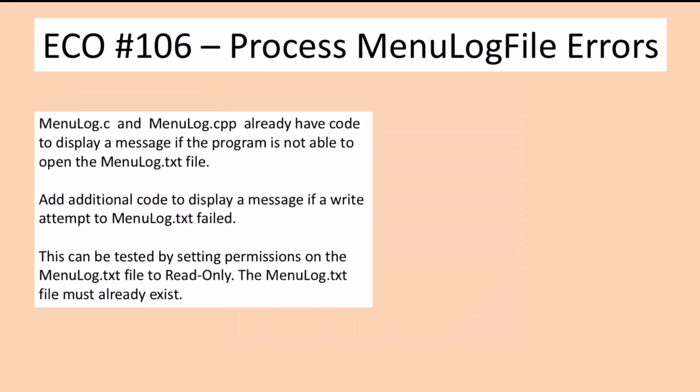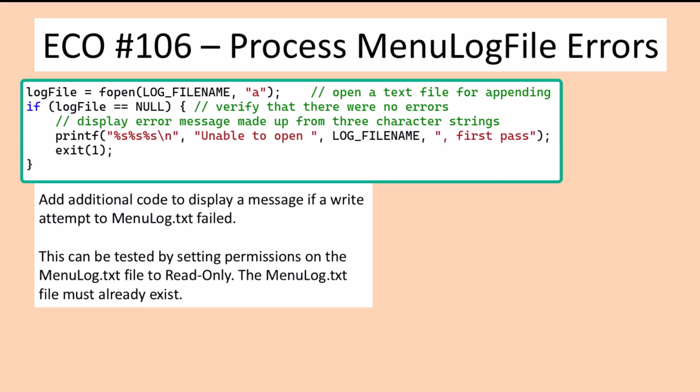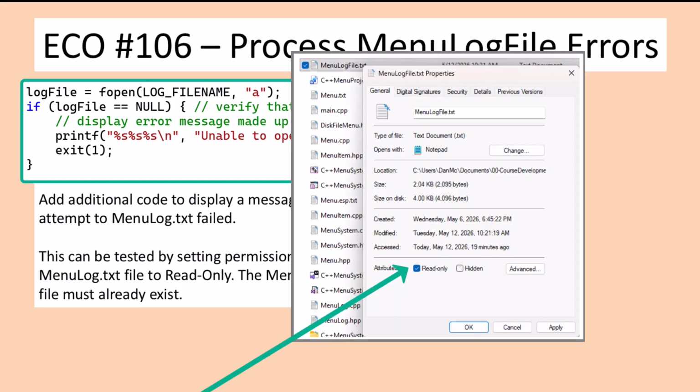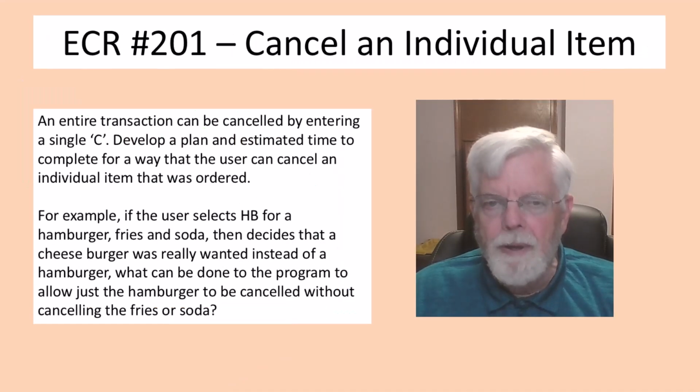Update the code to ignore anything on the line from a // until the end of the line. MenuLog.c and MenuLog.cpp already have code to display a message if the program is not able to open MenuLogFile.txt. Add additional code to display a message if a write attempt to MenuLogFile.txt failed. This can be tested by setting permissions on MenuLogFile.txt to read only. MenuLogFile.txt must already exist.